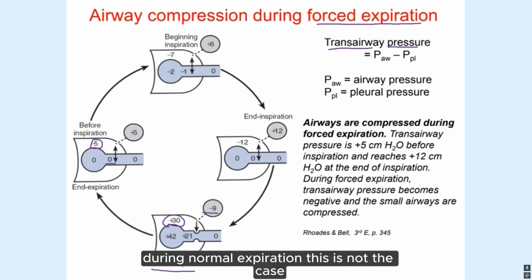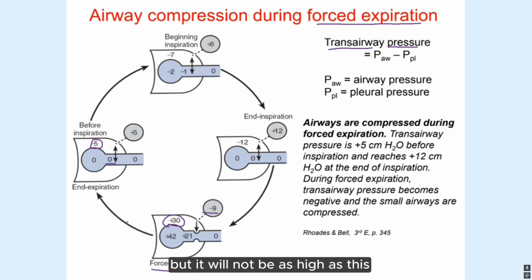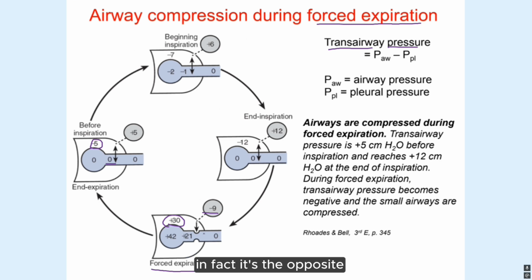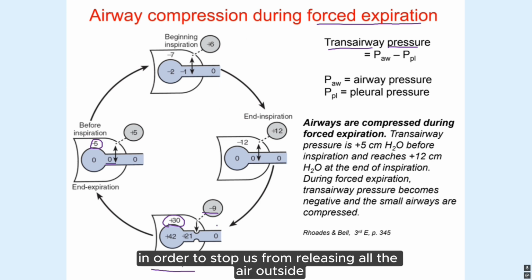During normal expiration, this is not the case. Usually the pleural pressure might be around 0 and maybe a little positive, but it will not be as high as this. It won't be plus 30. This only happens when you're trying to force air out. Now this is not a problem. In fact, it's the opposite. It acts somewhat as a safety mechanism in order to stop us from releasing all the air outside.